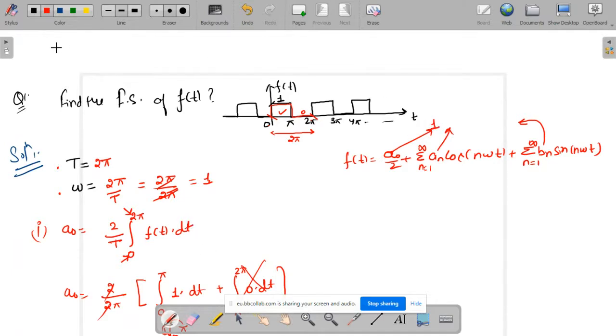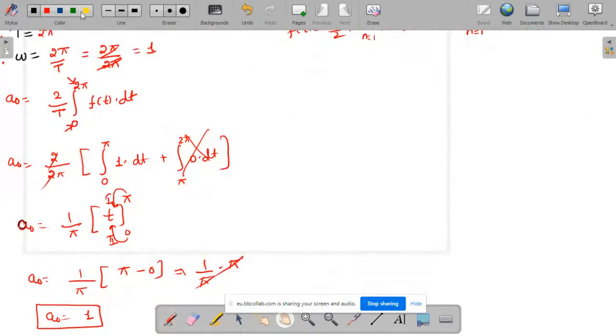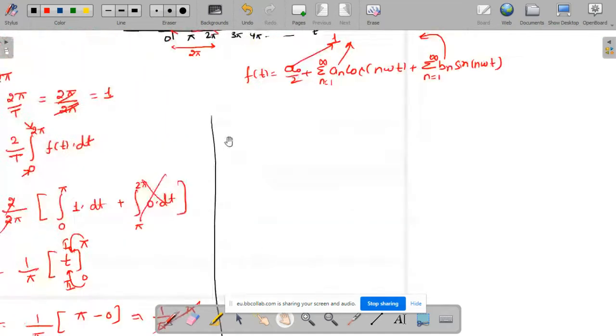Okay. Now we need to find out the value of a_n. We need to find out the value of a_n. Now a_n. What is a_n?